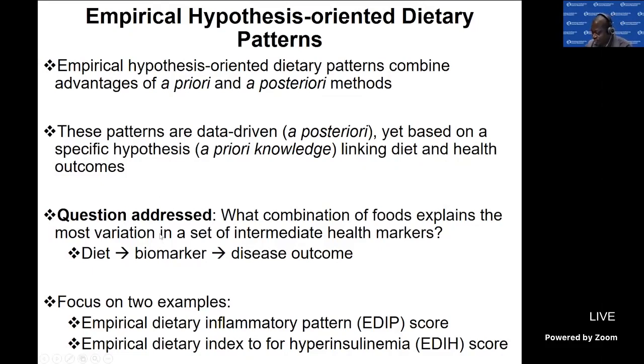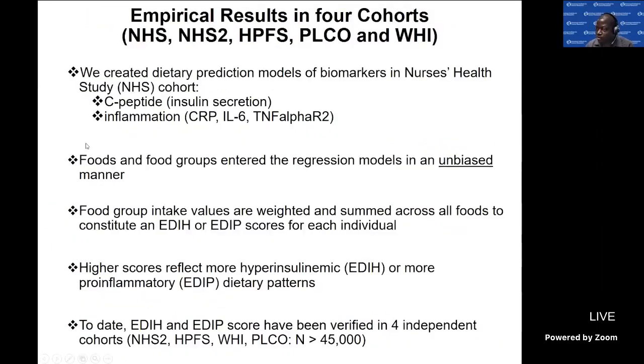And so the question that is addressed by this set of methods of deriving dietary patterns is the combination of foods that explain the most variation in a set of intermediate health outcomes. And such intermediates could be inflammation, insulin, glucose response. And so I will focus mainly on these two that we've applied the previous few years: the empirical dietary inflammatory pattern score, which assesses the ability or the potential of the diet to contribute to chronic systemic inflammation, and the empirical dietary index for hyperinsulinemia that assesses the ability or the potential of the dietary pattern to contribute to chronic sustained insulin hypersecretion. So to develop the EDIP and EDIH scores, we created dietary prediction models using data from the Nurses' Health Study at Harvard. And the hypothesis, the biomarker, the intermediate that we used for the insulinemic dietary pattern was C-peptide as a marker of beta cell secretory activity.